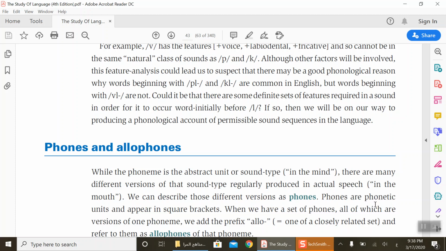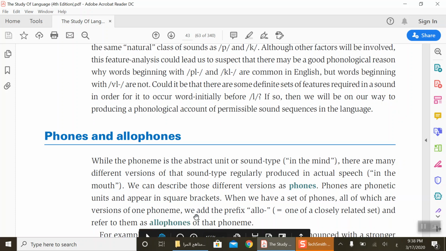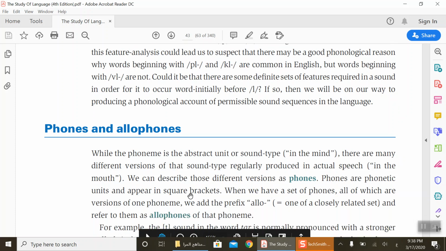Phones are phonetic units and appear in square brackets. We talked about this. When we have a set of phones, all of which are versions of one phoneme, we add the prefix allo, so we get allophones. So this is the definition of allophones: one of a closely related set. We have these allophones of that phoneme. So this is when we have a set of phones, all of which are versions of one phoneme.